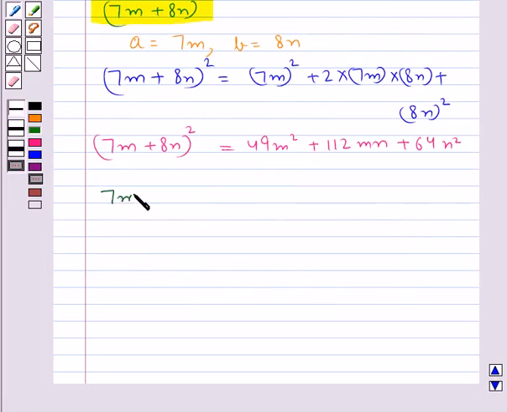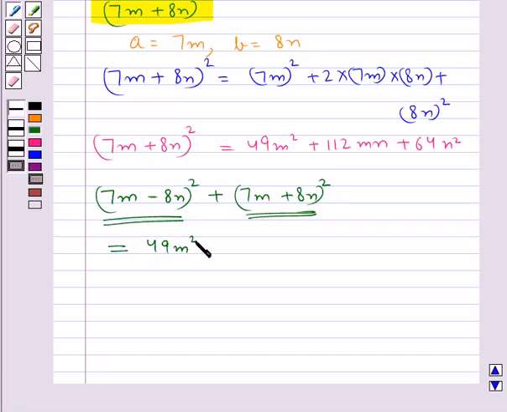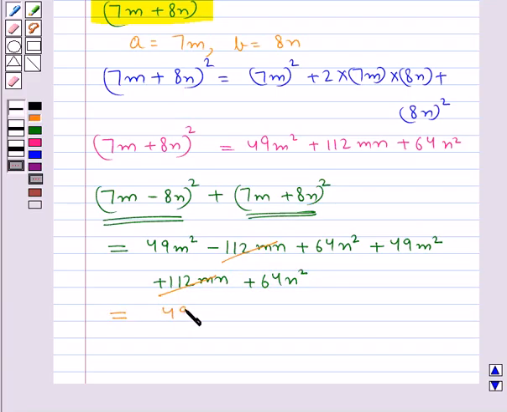Now the given expression is (7m minus 8n) the whole square plus (7m plus 8n) the whole square. Now in this, we will substitute the values of both the expressions and this becomes equal to 49m square minus 112mn plus 64n square plus 49m square plus 112mn plus 64n square. Now minus 112mn and plus 112mn get cancelled and we are left with 49m square plus 49m square. We are combining the like terms together, plus 64n square plus 64n square.